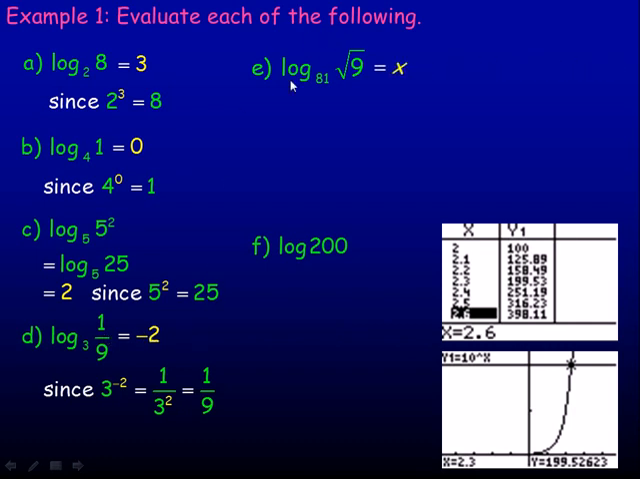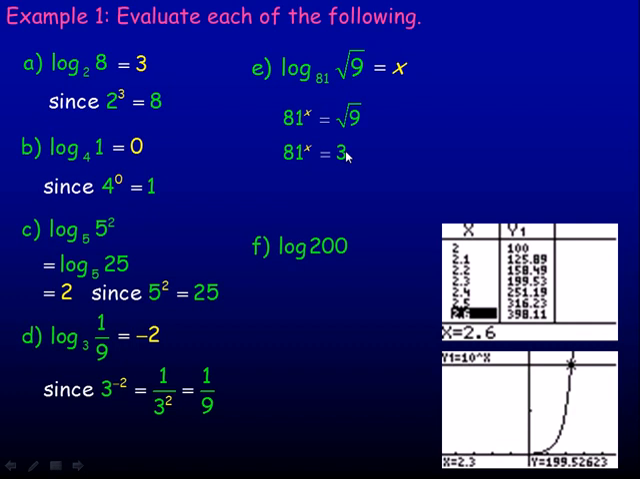In E here, we're asked to evaluate the logarithm of the root of 9 base 81. So we'll call it x until we actually find what x is. Rewriting this in the equivalent exponential form, we would have 81 raised to the power of x equals the root of 9. Now the root of 9 is 3. So 81 raised to the power of x equals 3.